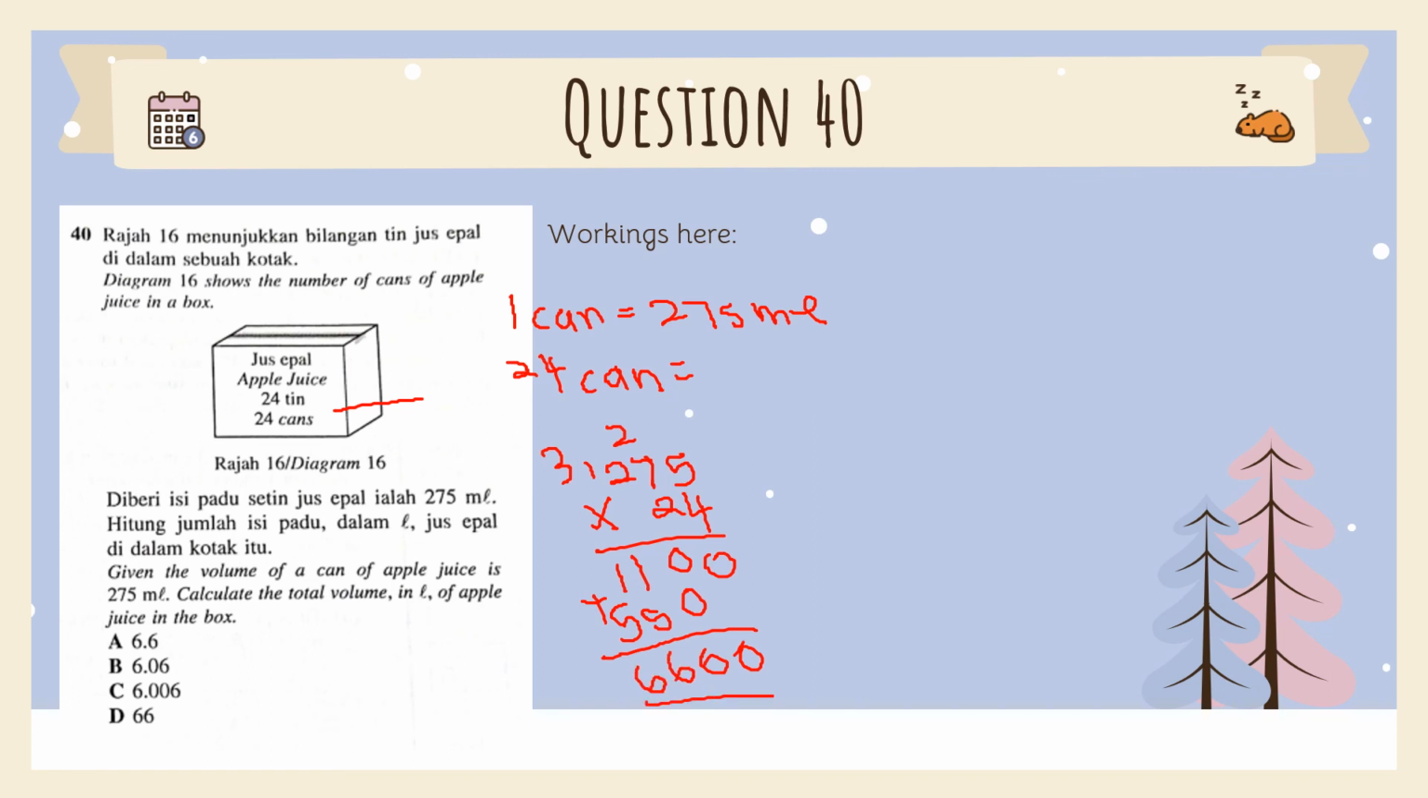we will get 6,600 milliliter. But they want the answer in liter, so just divide it by 1000 and we will get 6.6 liter. So it is A. The reason why I divided by 1000 is because 1 liter equals to 1000 milliliter. So milliliter to liter, divide by 1000. Alright, that's all. We are done with question 40.